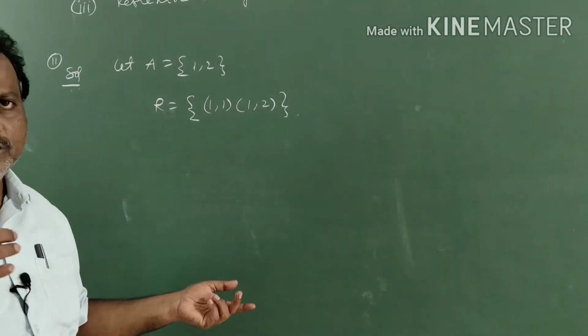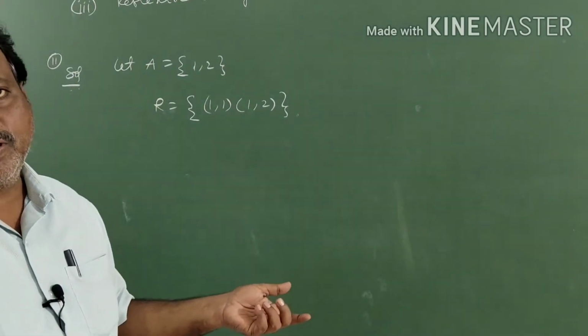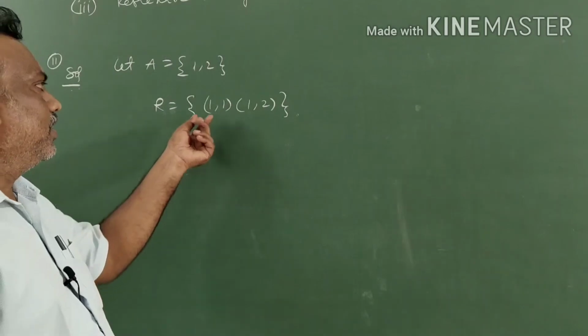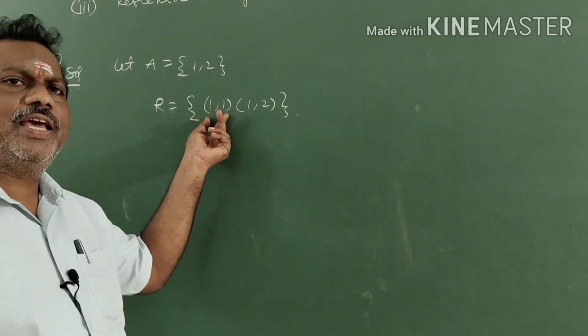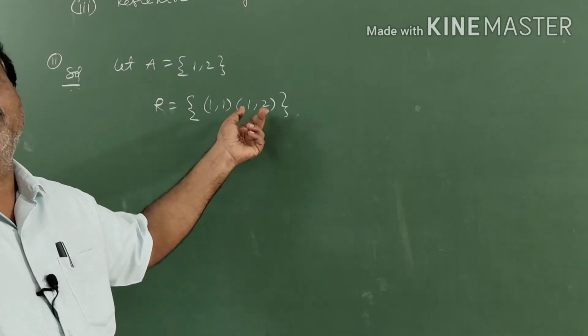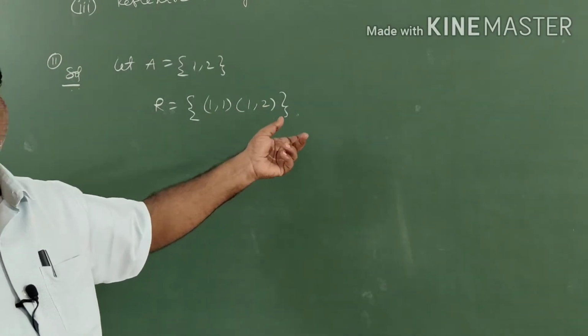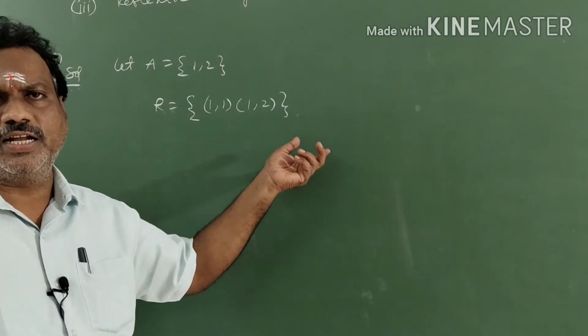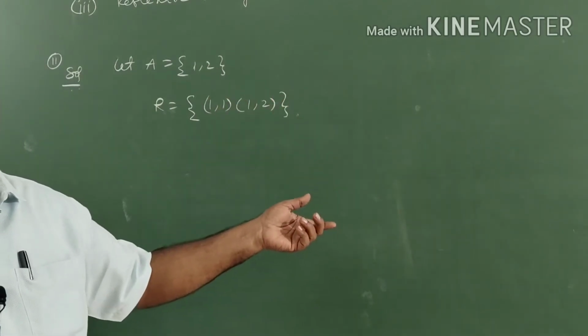Now, when we go through symmetric, if (a, b) belongs to R, there must be (b, a) also. Suppose (1, 1), that is (a, b) as well as (b, a), whereas (1, 2) is (a, b), but (2, 1) is (b, a). It does not belong to that relation, so it is not a symmetric relation.